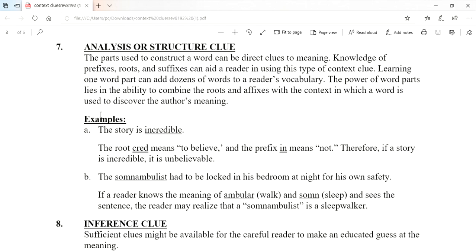If a reader knows the meaning of ambular, that is to walk, and also somn, which is sleep, and sees the sentence, the reader may realize that a somnambulist is a sleepwalker, somebody who is asleep but has a defect in the mind which makes the person, even though sleeping, walk about, move about, and may do things that might not be normal because his brain is not fully at work at such a time. He's only partly at work. Okay, so that's a somnambulist. Based on that, we can tell what a somnambulist actually means.